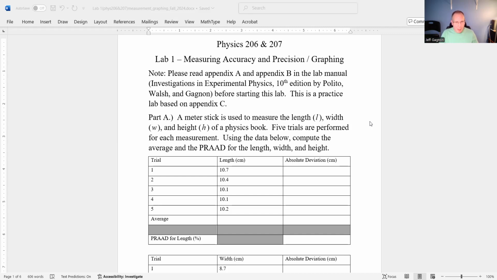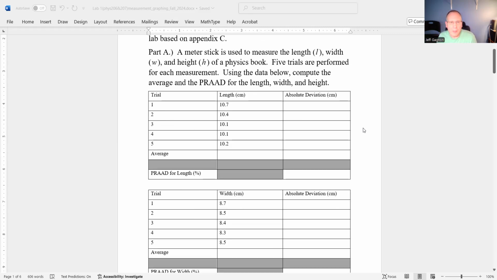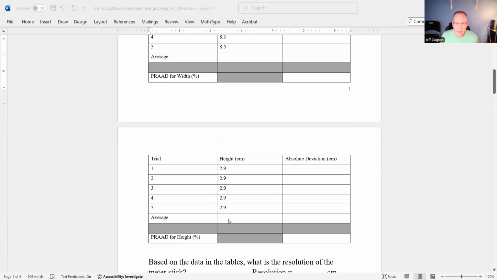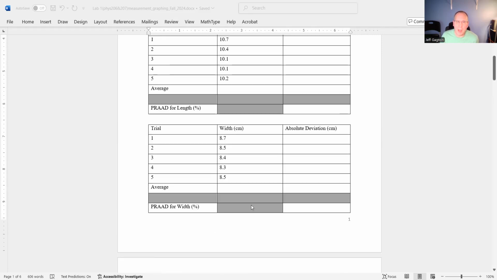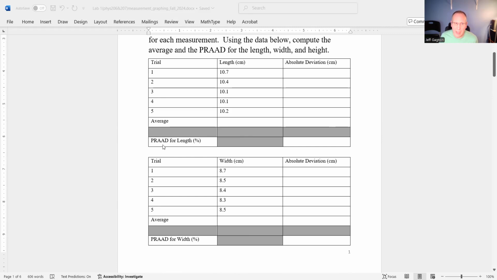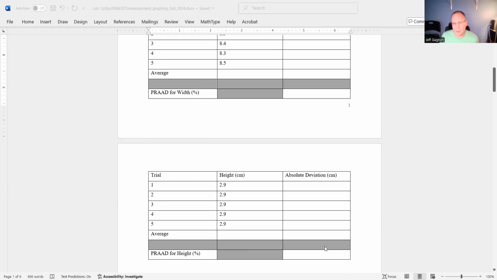Okay, so the first part, part A, you're told that a meter stick was used to measure the length, width, and height of a physics book. Five trials were performed for each measurement. So 5 trials for length, 5 trials for width, 5 trials for height. So using the data that I gave you in the table here, I want you to calculate the average length, the average width, and then the average height, and then their corresponding PRADs, right? So the percent relative average absolute deviation for the length, for the width, and then also for the height.